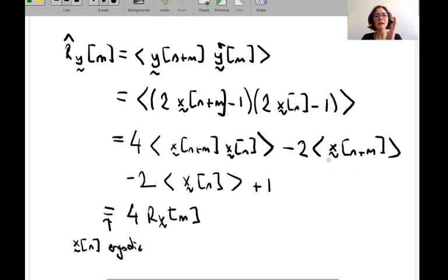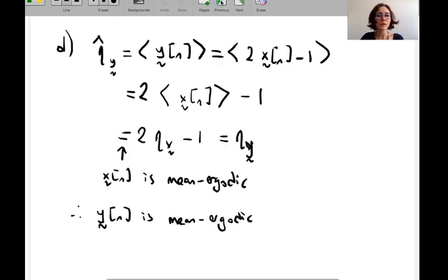And what about this term, 2 times the time average? You're just averaging the samples here, just like in here, but you just have a time delay, but it doesn't matter because it's an infinite sum. If you shift by m or not, doesn't change anything. So this is going to be 2 times the mean value of x, because x is mean ergodic. Similarly, you have here another minus 2 eta x term, plus 1. So what we have here is 4rx of m minus 4 eta x plus 1.